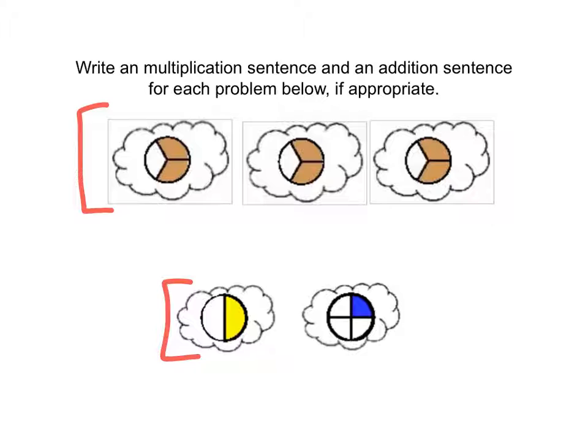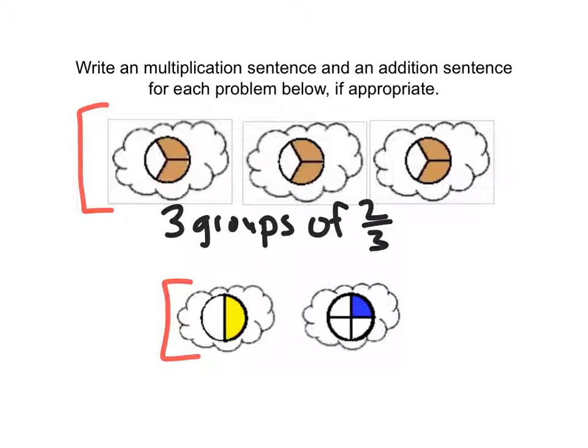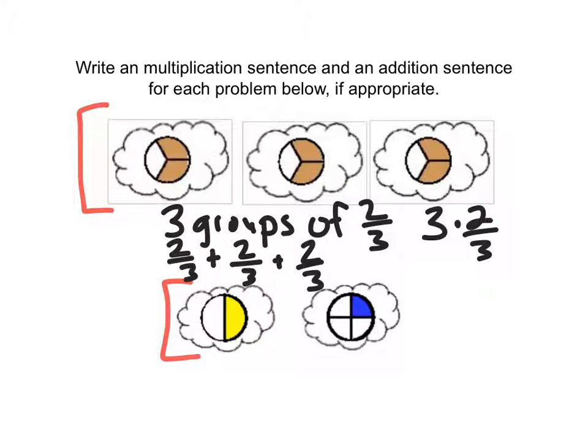Hopefully you notice in this first problem that it's similar to what we've been doing. We have in our problem 3 equal groups, and each of those groups would be 2/3 of a circle. So we could write that as 3 times 2/3, or we could write it as 2/3 plus 2/3 plus 2/3. Any of those ways that it's written, it would give us 6/3, which would be equal to 2.